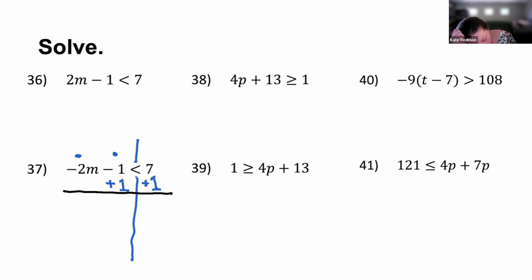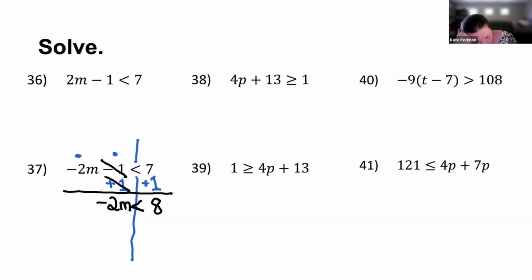What will my new equivalent inequality be? Well, subtracting 1 and adding 1 are opposites. They cancel. I've got -2m on the left-hand side. Adding does not affect the inequality symbol, so I'll have the same one. I'll still have a less than. 7 plus 1 is 8. M is not yet alone.